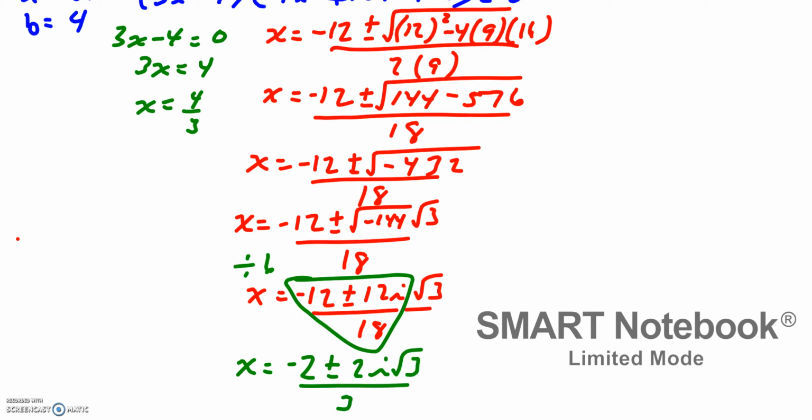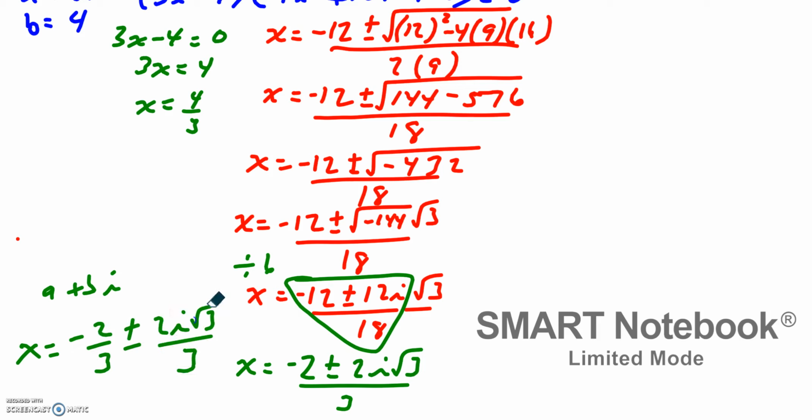Now, because this answer is complex, I would prefer, and I know Mr. Marconi would as well, that you write it in the a plus bi format, which would be negative 2/3 plus or minus 2i root 3 over 3. And so this is how we'd like to see it on your test.